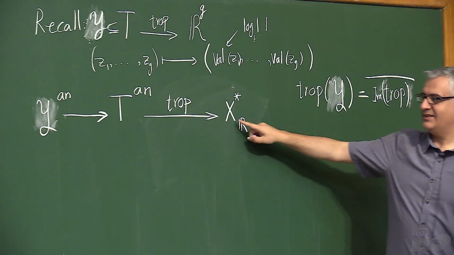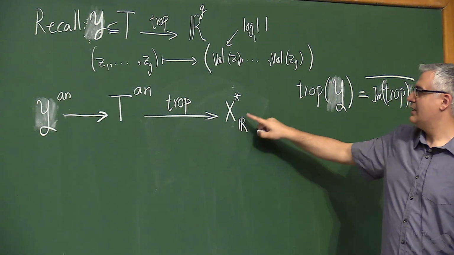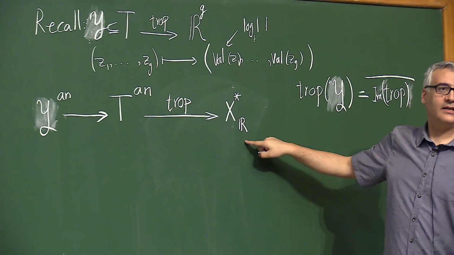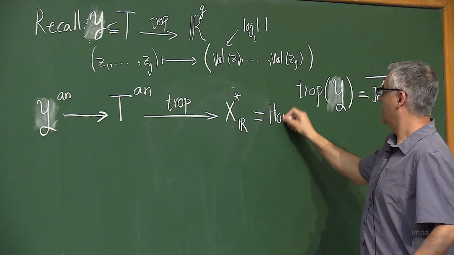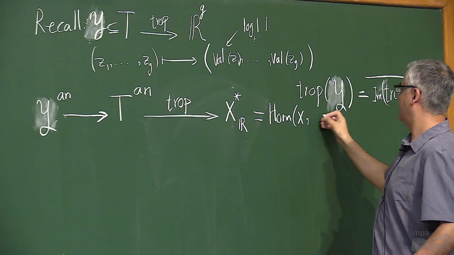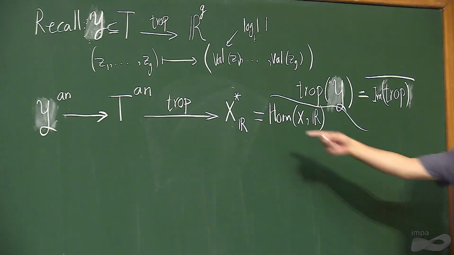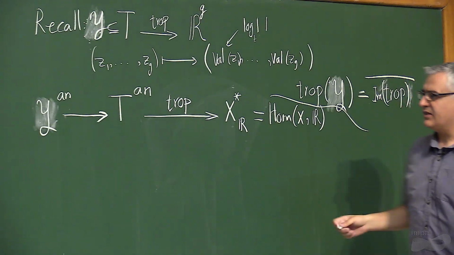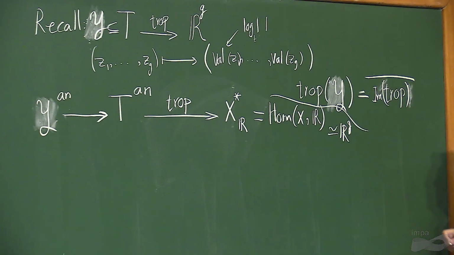So this is the kind of thing that I wanted to avoid earlier. So I want the dual of X. You think of this as what? Hom of X to R. And this is ultimately, if that's a lattice of dimension G, like R to the G. But I want to do it coordinate free.